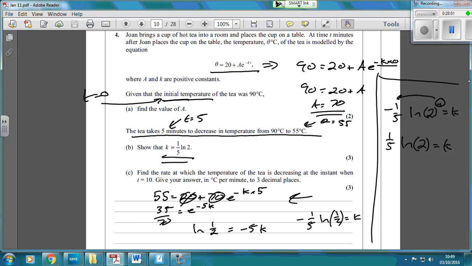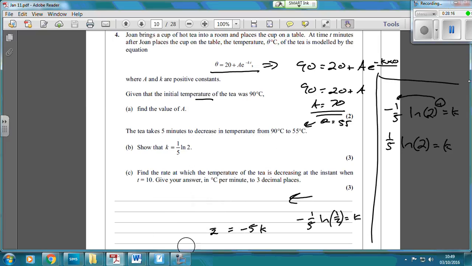Okay, the next thing is find the rate at which the temperature of the tea is decreasing at the instant when T equals 10. Give your answer in Celsius per minute to 3 decimal places. The key thing about this is being able to pick out the keywords. It says the rate at which it's decreasing. So if we're talking about rates, we're talking about differentiation.